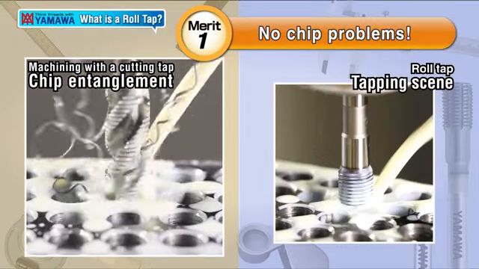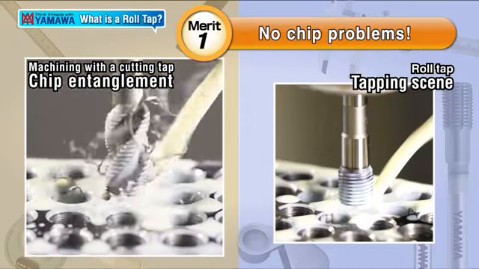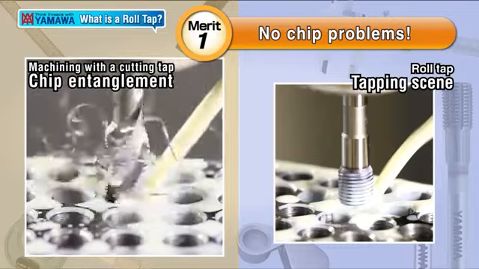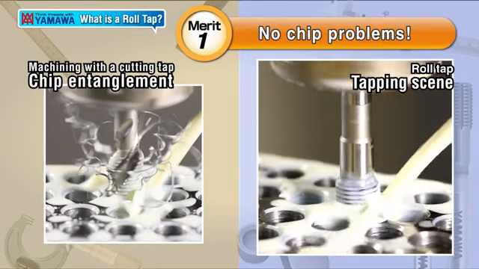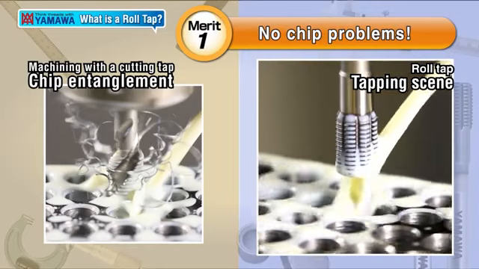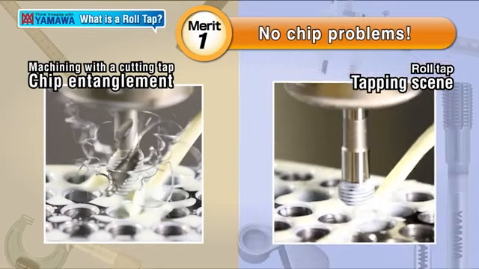Cutting taps cut internal threads while generating chips. As a result, chip problems often happen. On the other hand, roll taps can produce internal threads without producing chips, so there is no problem caused by chips.